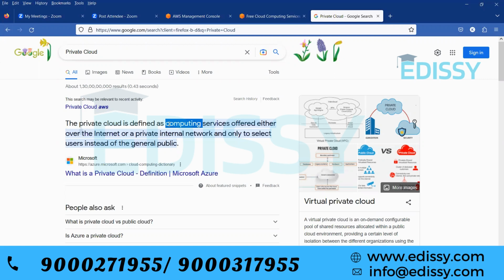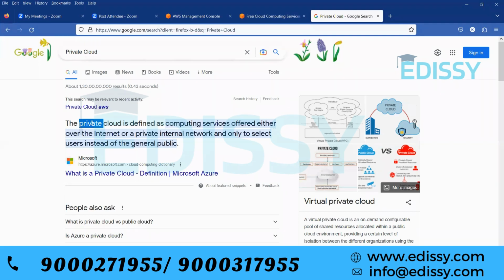So the private cloud is defined over a private network. That means once you are inside your office, you can access that cloud. Once you're outside the office, you can't access that cloud. So that concept is nothing but private cloud.